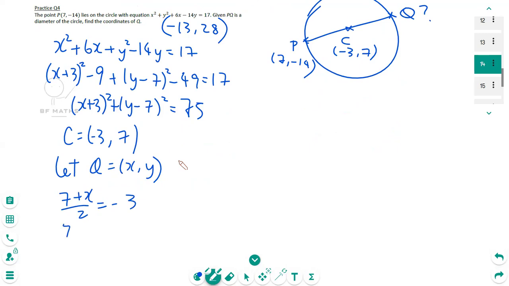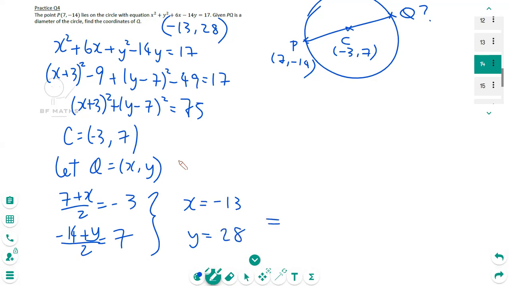And then the y coordinate of P is minus 14. So (minus 14 plus y) over 2 equals the midpoint 7. Put it in the calculator one by one, times 2, minus it. So x equals negative 13 and y equals 14 plus 14, which is 28. Therefore, Q is (-13, 28).